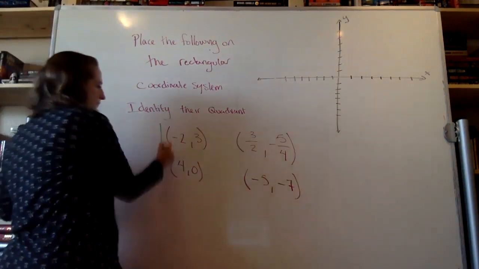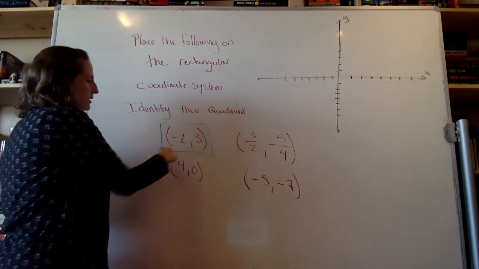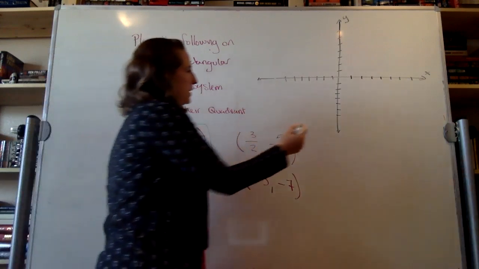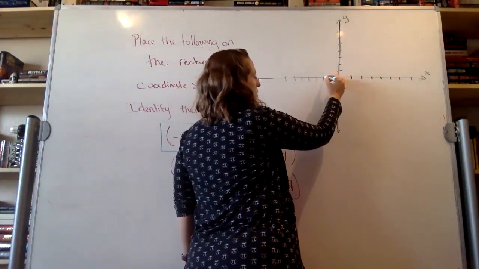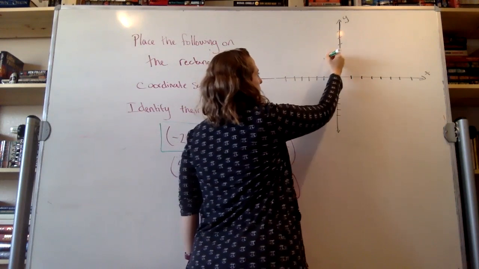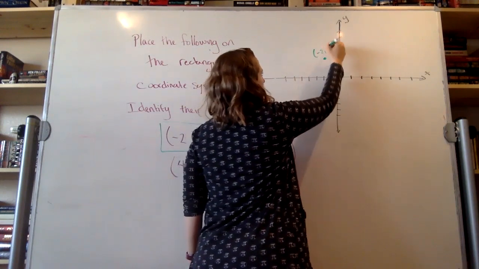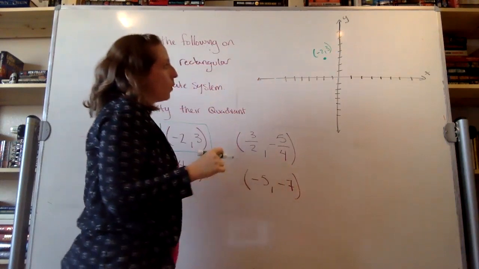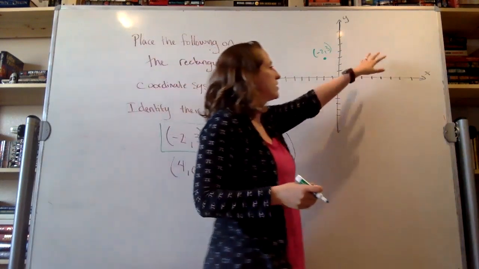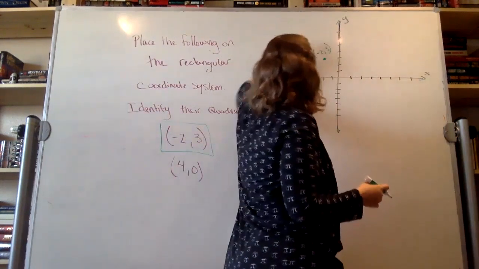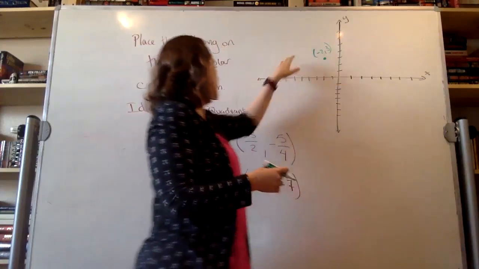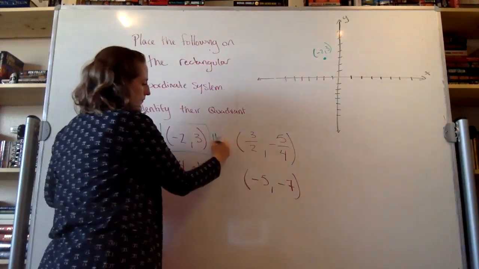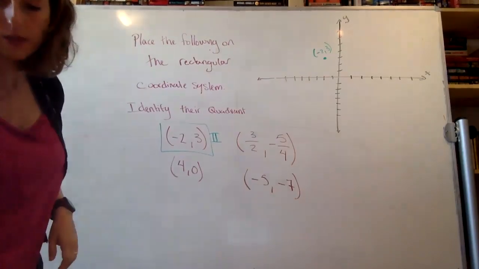Let's start here. -2, 3. So I'm going to go left 2 and up 3. So left 2, 1, 2, and up 3, 1, 2, 3. So there is -2, 3. And what quadrant is it in? Remember, quadrants start here with 1, 2, 3, 4. So this is in quadrant 2. All right, let's look at the next one.